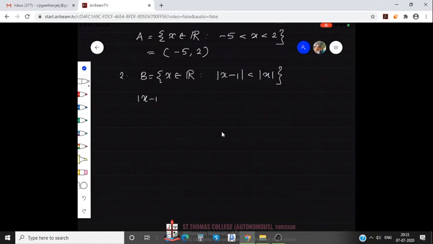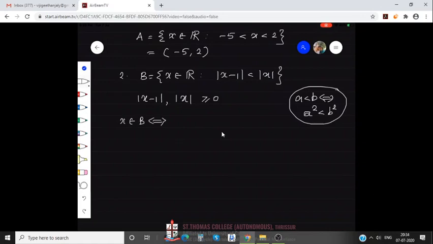We have absolute value of x minus 1 and absolute value of x. Both are greater than or equal to 0. Both are non-negative. So I am considering this result: a less than b is equivalent to a square less than b square. I will use this result. So now I will take an x from B. X is in B, equivalently, absolute value of x minus 1 is less than absolute value of x.